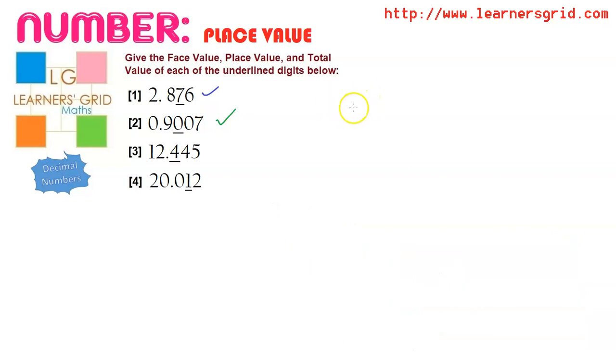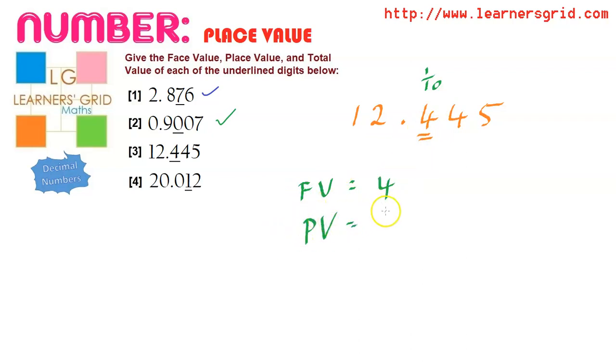Question number 3, we have 2.445, and we are interested in this digit here. So really quickly, this is the tenths, so that should make things kind of straightforward. The face value, they're always easy. It's just what the digit is when you look at it. It's a 4. Place value, well, we've just said it, it's a tenth. I can also express that as 0.1 as well.